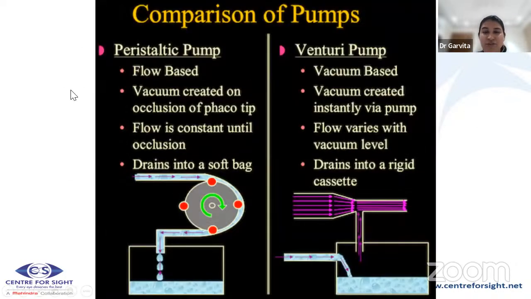A small slide for the comparison of peristaltic and Venturi pumps. Peristaltic, as we have discussed, is flow based, whereas Venturi is vacuum based. In a peristaltic pump, vacuum is created on occlusion of the phaco tip, whereas in Venturi, vacuum is created instantly via the pump. In a peristaltic pump, flow is constant until occlusion. In a Venturi pump, flow varies with the vacuum level. In the peristaltic pump, it drains into a soft bag, whereas in Venturi, it drains into a rigid cassette.